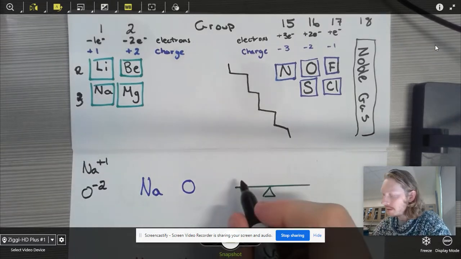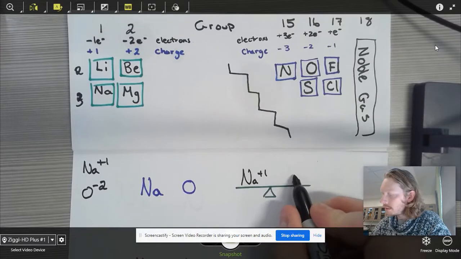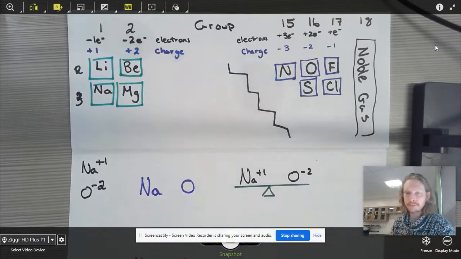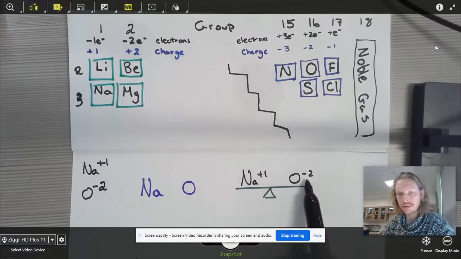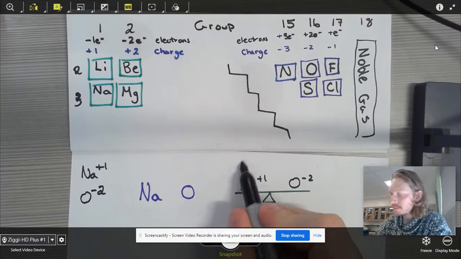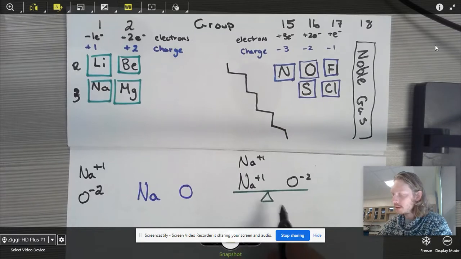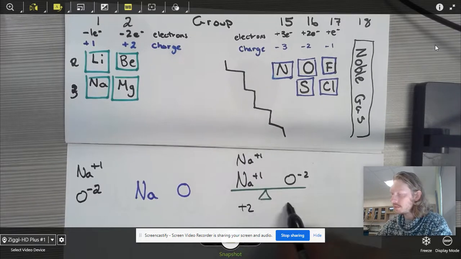On the left-hand side, we can put our sodium. Right-hand side, we have our oxygen. Okay, we're going to start to notice that this is -2. This is +1. It's not balanced. Okay, 2 and 1. What we need to do is add the sodium. Now we're +2, -2, balanced.